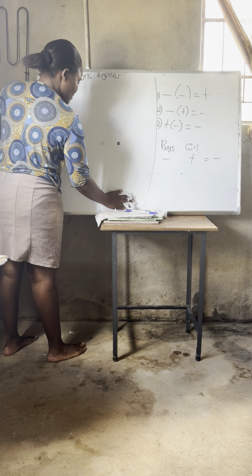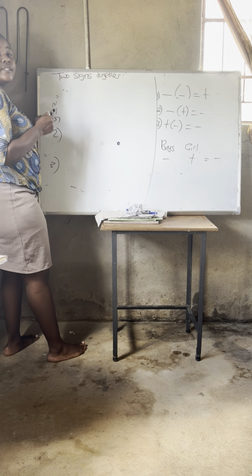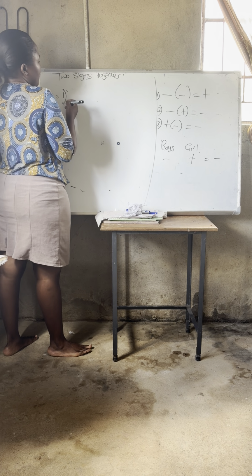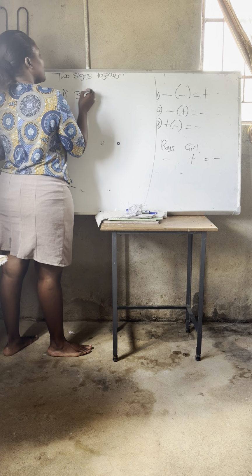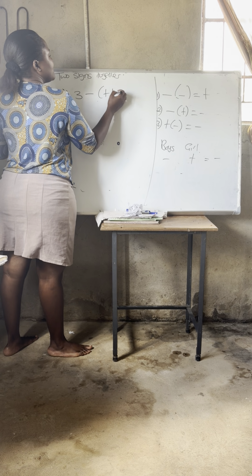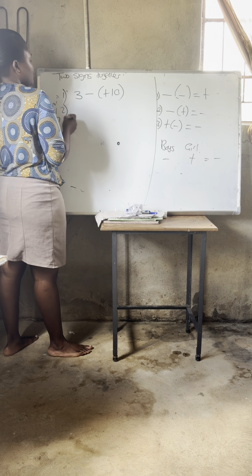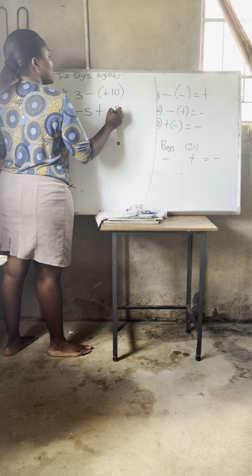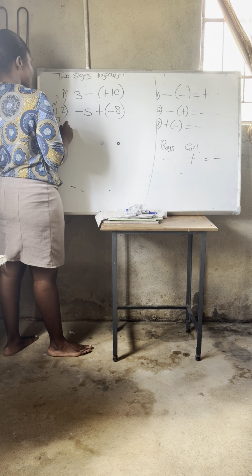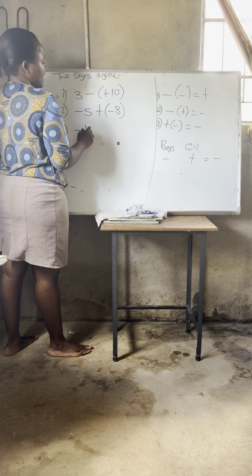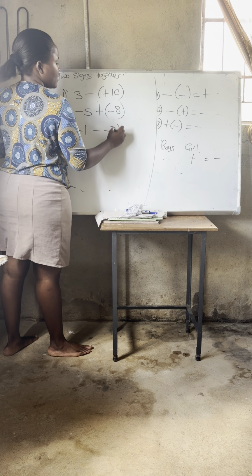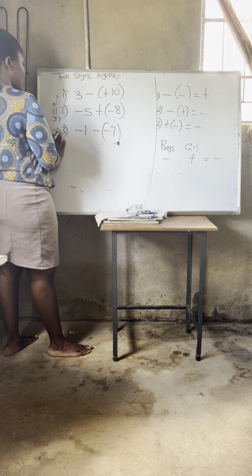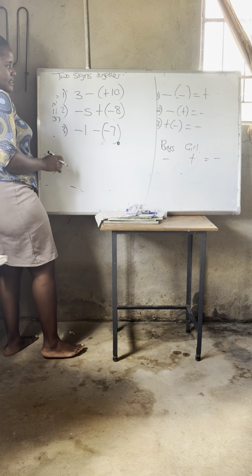I'm going to give you some questions here when two signs are written together. Number 1, 3 minus plus 10. Number 2, -5 plus minus 8. Number 4, -1 minus 7. Right. Just these questions here.